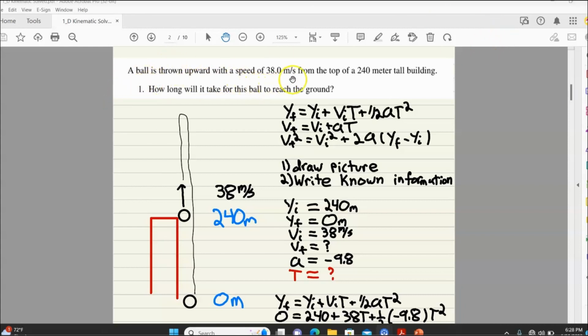A ball is thrown upward with a speed of 38 meters per second from the top of a 240 meter tall building. Part 1. This is a multi-part question. How long will it take for the ball to reach the ground?